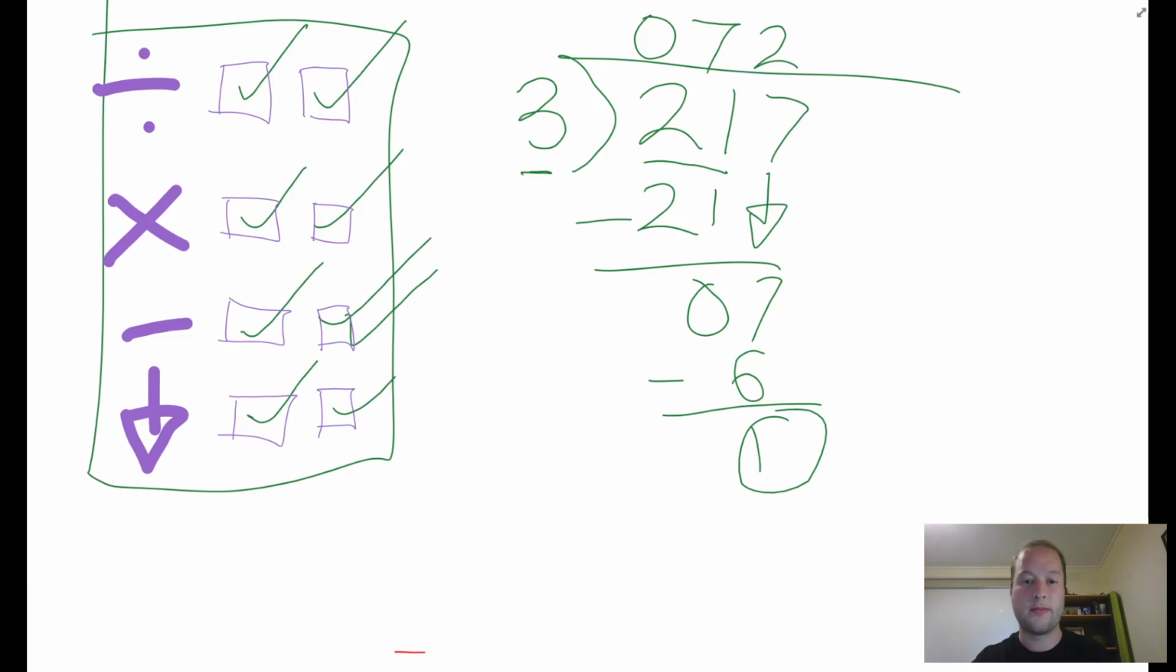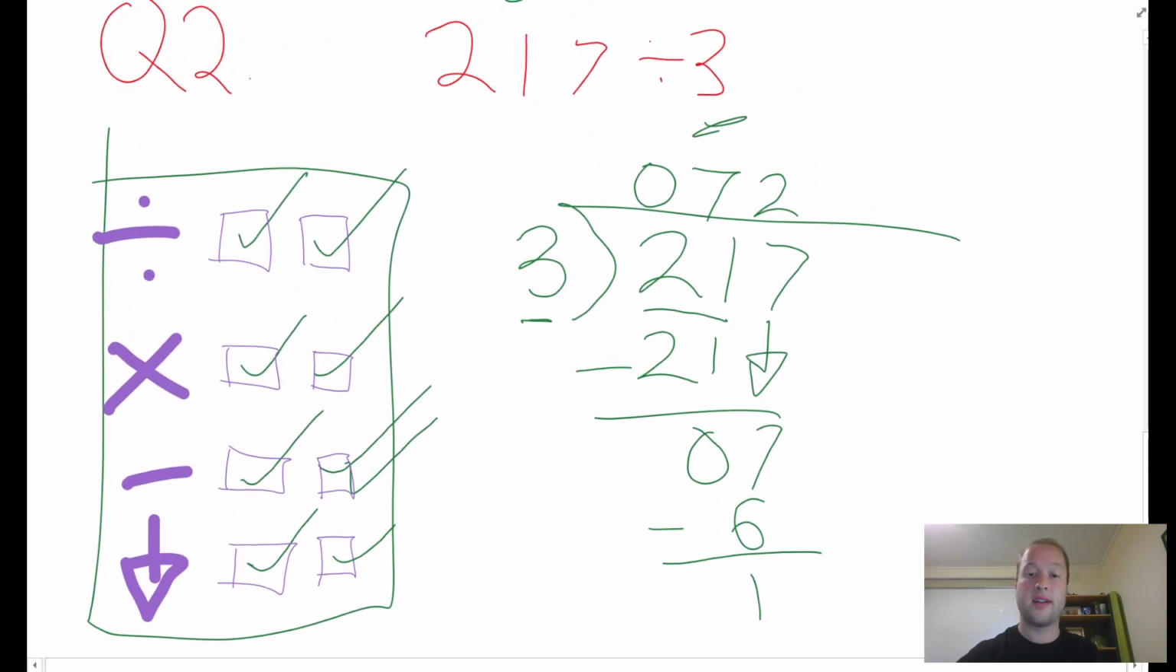We didn't finish it. Later in the year, or maybe even next year, you'll learn what to do with this remainder and how to work it out as a decimal. But for now, at this part of our learning, we're just going to say our answer is 72 R1, being 72 with 1 remainder. I had 1 left over that we couldn't use.